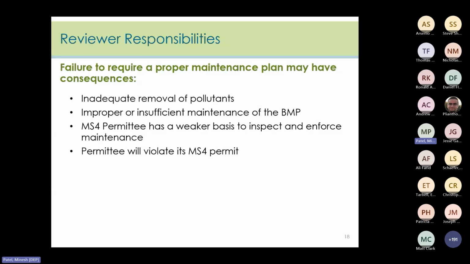So for reference, the SEO includes the detailed requirements for a maintenance plan, and these are also found in the stormwater management rules at 7:8. The NJDEP BMP manual includes further details if you want to have further reference.